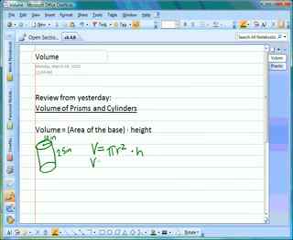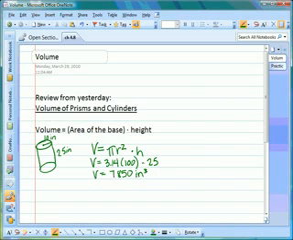So let's go ahead and fill in the numbers here. Volume equals pi, which is 3.14, times the radius squared. The radius is 10, 10 squared is 100, and then times the height, and the height is 25. If you punch all that in your calculator, you will get 7,850 inches cubed.